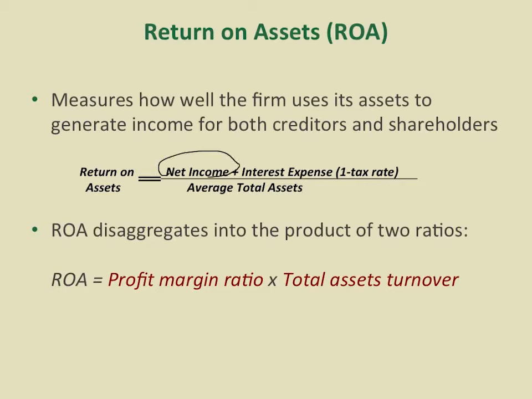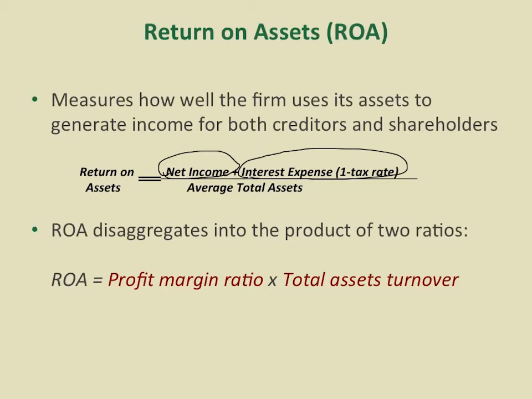Net income goes to the pocket of shareholders. Interest expenses is the return to the creditors. So this ratio measures, for every $1 of total asset, how much return this company can actually contribute to both of these creditors and shareholders. Of course, we want this ratio to be high.